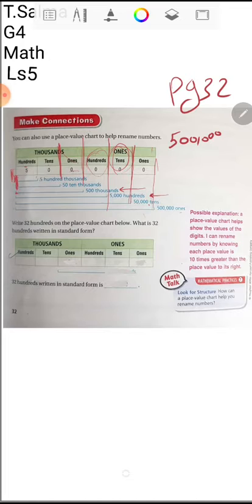32 hundreds. Now write 32 hundreds on the place value chart below. What will 32 hundreds give me? 32 hundreds means I have 3 here and 2 in the hundreds digit. How will we know that? 32 hundreds means this is a hundreds digit, and after hundreds I have thousands.